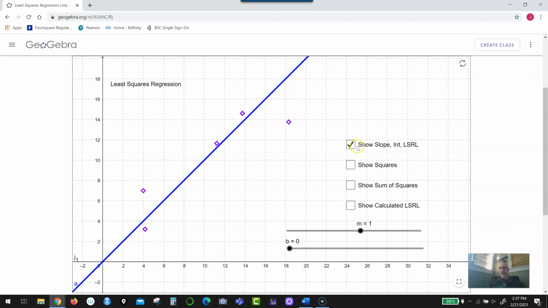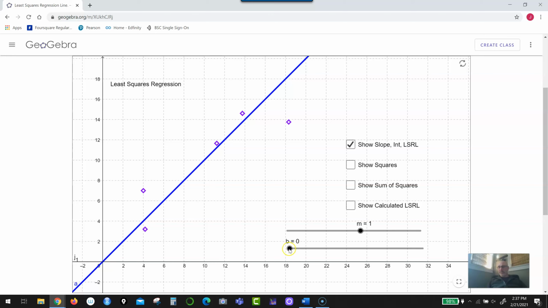Now the first one here, show slope, intercept, and line, puts a line on the axes, and then it shows you the slope that it calls m. That's from the standard form y equals mx plus b for a line. The intercept is the b.